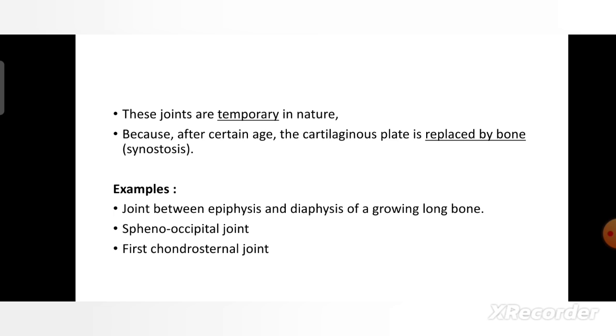These joints are temporary in nature, because after a certain age the cartilaginous plate is replaced by bone, which is known as synostosis. For example, a primary cartilaginous joint is present between the epiphysis and diaphysis of a growing long bone. The second example is the spheno-occipital joint, and the next is the first chondrosternal joint.